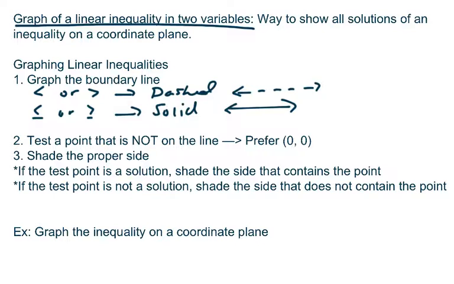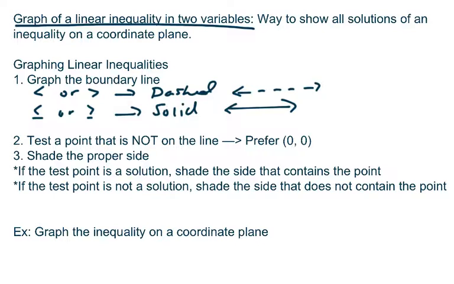We're going to test a point that is not on the line. The point that I would recommend, if possible, is the origin, (0, 0). It makes things very, very easy. Sometimes the origin is on the line, which means we can't use the origin. If the origin is on the line, pick a different point. It doesn't matter which one.